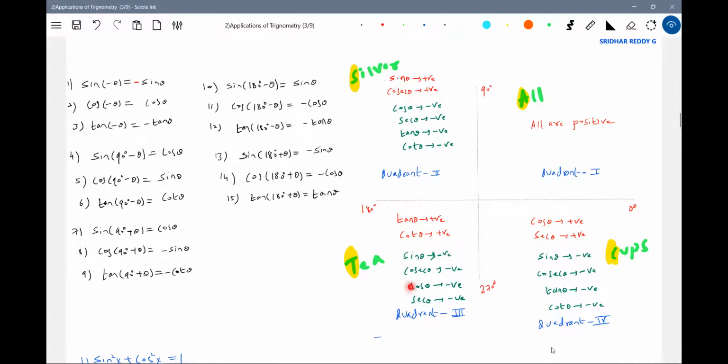In the third quadrant, tan theta is positive and its reciprocal cot theta is positive. Remaining all are negative. In the fourth quadrant, cos theta is positive. So therefore, we just call it: all positive, sine only positive, tan only positive, or cos only positive. So, all silver teacups. I think this will be enough.